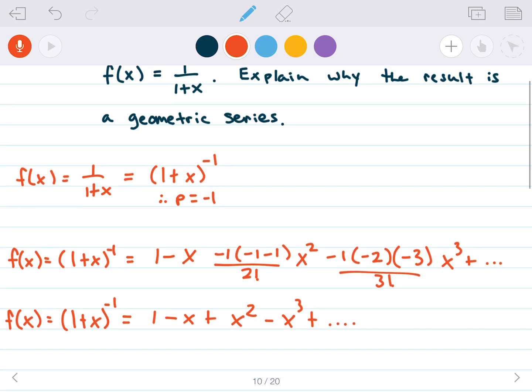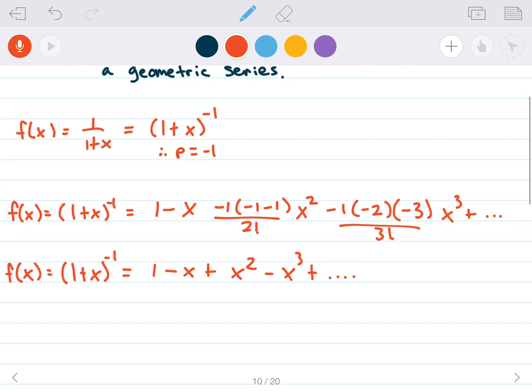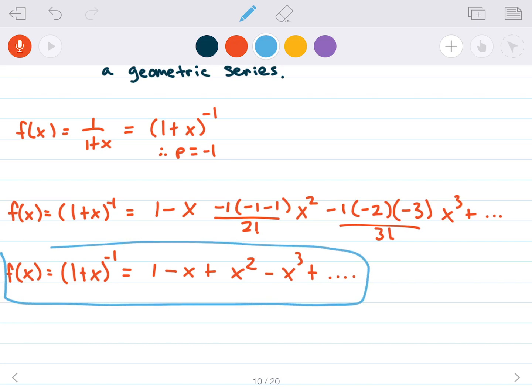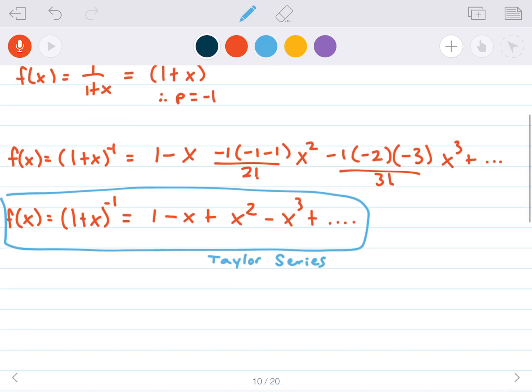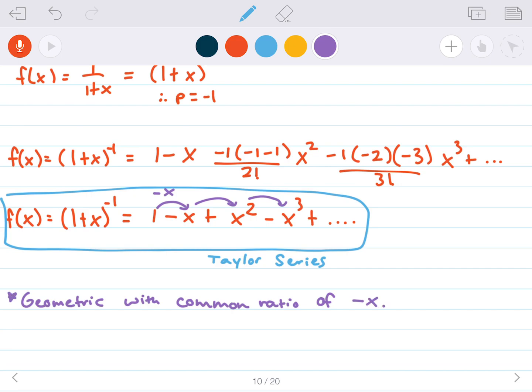And what we can see here is that we have a geometric series. So the first part of the question is answered. This is the Taylor series for the function 1 over 1 plus x. The second part of the question asks, how do you know it's geometric? We can see it from the pattern. What's the common ratio here? What do I have to multiply each term by to get the next? I have to multiply by negative x. So it's geometric with common ratio of negative x.